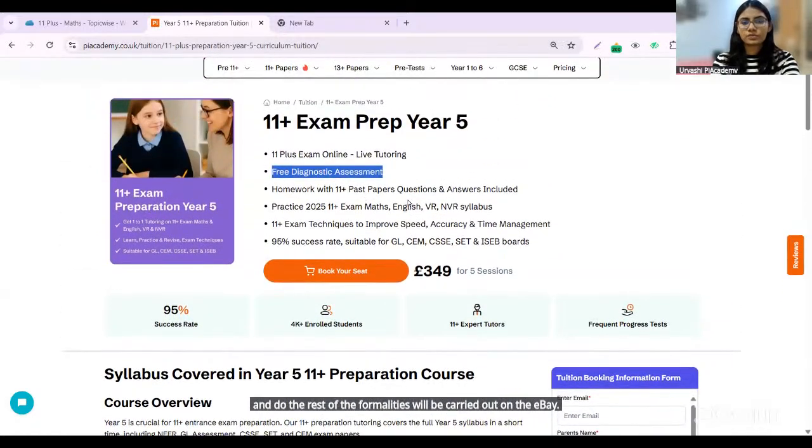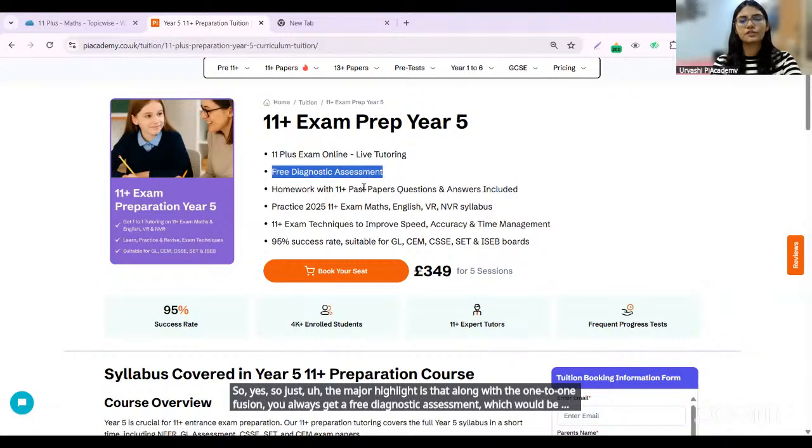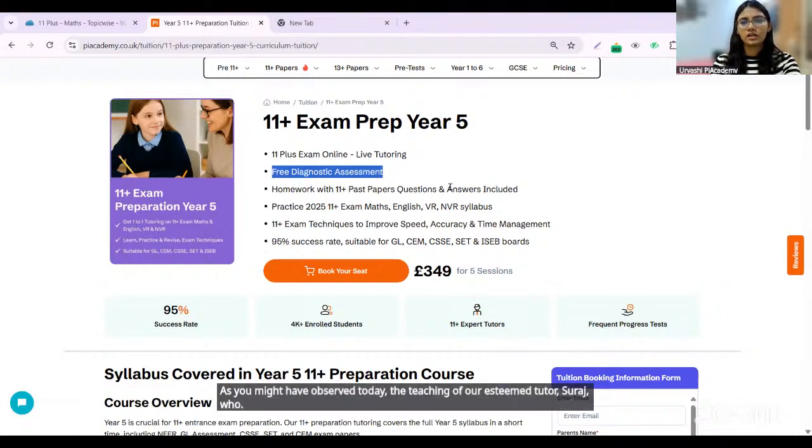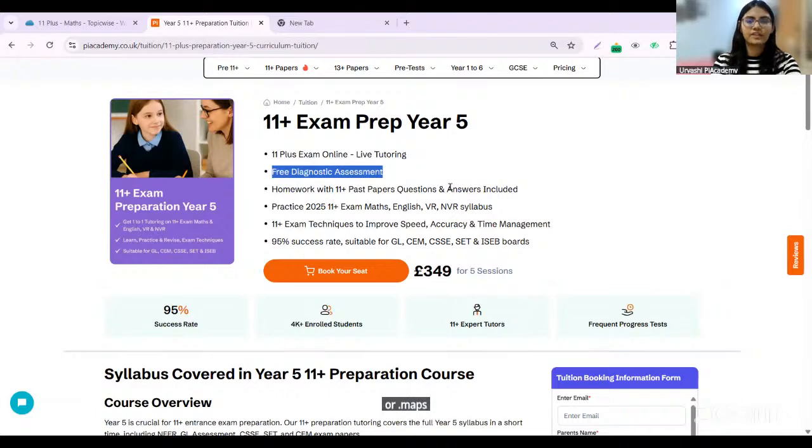So the major highlight is that along with the one-to-one tuition, you always get a free diagnostic assessment, which would be done first, and after that you would be assigned a tutor. All our tutors are very experienced and have a 95% success rate. As you might have observed today, the teaching of our esteemed tutor Suraj, who taught maths. Likewise, we have a lot of English tutors, and you would be able to benefit from there as well.